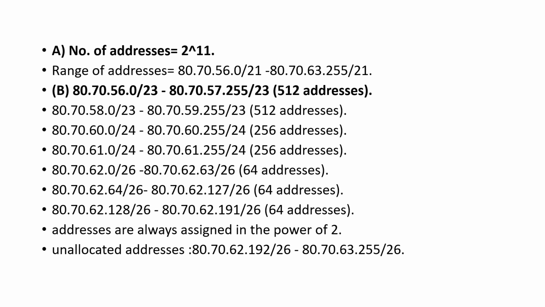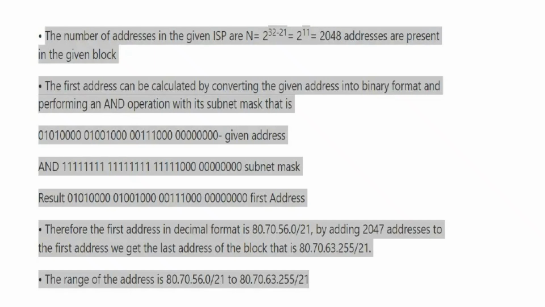So these are the allocated addresses for the required organizations, and the unallocated addresses are 80.70.62.192/26 to 80.70.63.255/26. These are the unallocated addresses. So this is the explanation of the above problem.